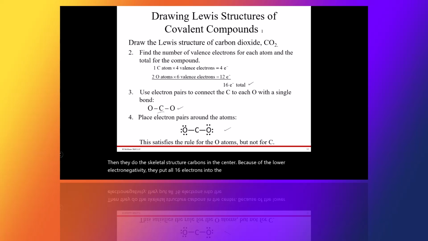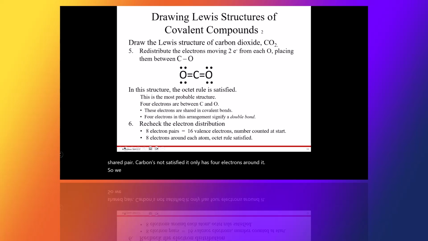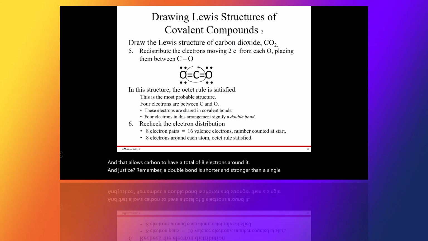Remember, a line represents a shared pair. Carbon's not satisfied. It only has 4 electrons around it. So we shift a lone pair from the oxygen to the carbon, and that allows carbon to have a total of 8 electrons around it. And just remember, a double bond is shorter and stronger than a single bond. And in the end, everything feels like it has 8.